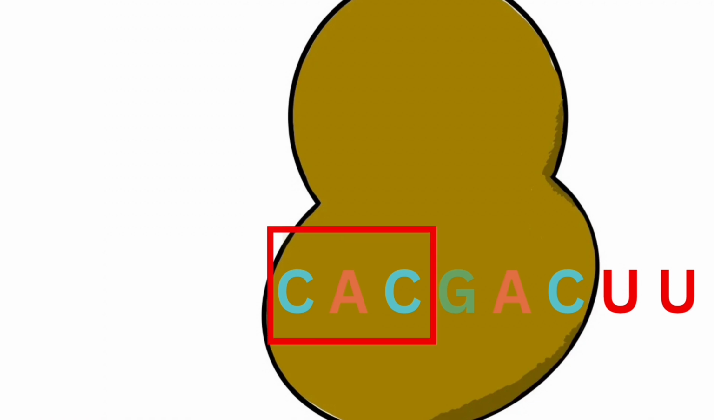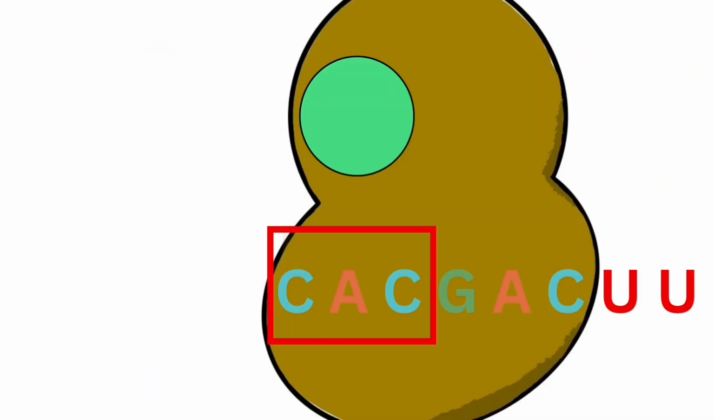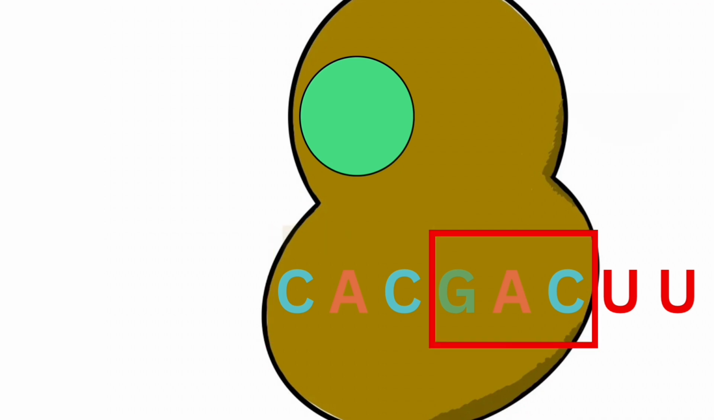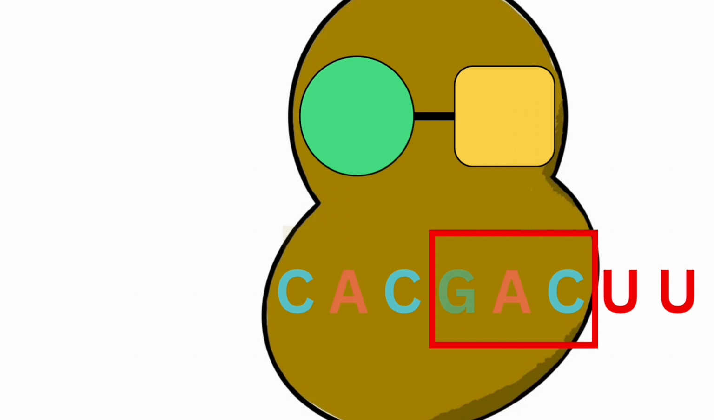And it starts by reading the first one, which as you can see is CAC. So CAC is the code for the green amino acid. So the ribosome reads the RNA and adds the green amino acid. The next 3-letter word is GAC, and GAC is the code for the yellow amino acid. So the ribosome joins the green amino acid to the yellow amino acid.